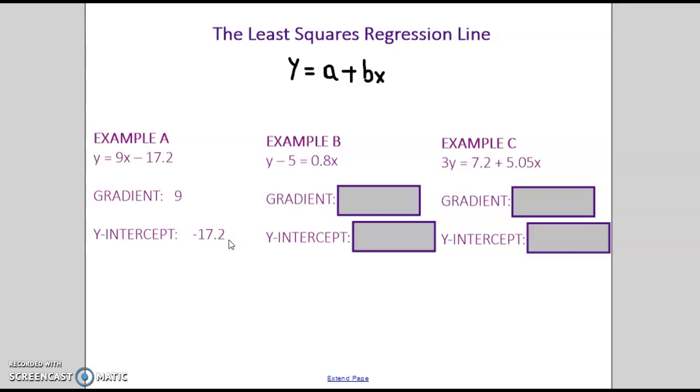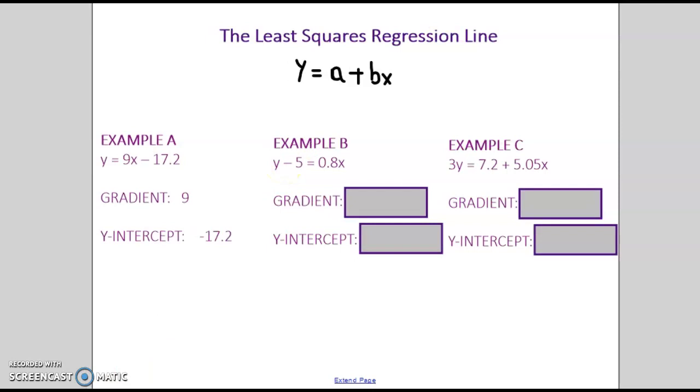Example B. Example B is written slightly differently. Example B is written as y minus 5 equals 0.8x. So in this question we don't have the equation in the same order. So we just need to think about what that would be. So I would just rearrange this equation in my head, or I'm going to do it on the screen just to show you here, just to help myself out.